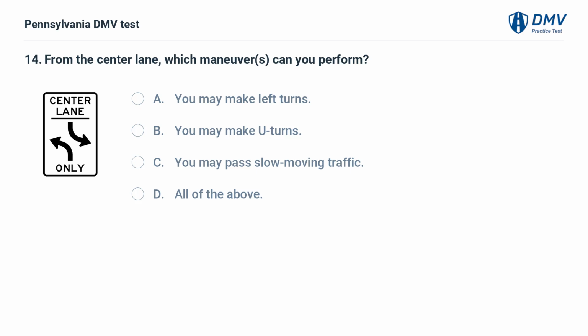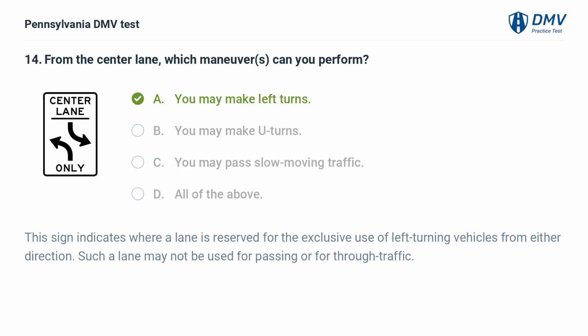From the center lane, which maneuvers can you perform? A. You may make left turns. B. You may make U-turns. C. You may pass slow-moving traffic. D. All of the above. A. You may make left turns.